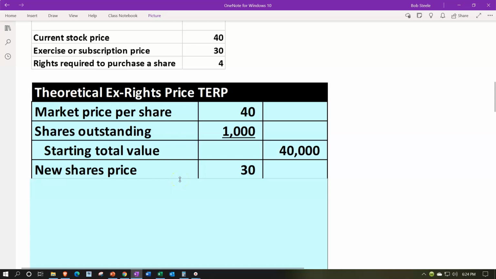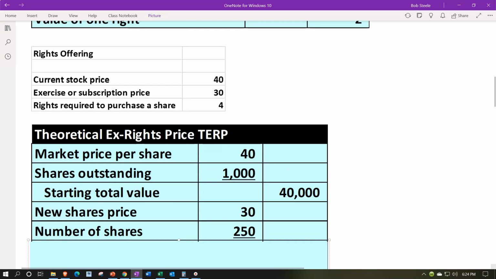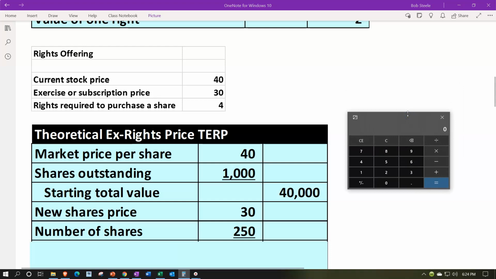So then what's going to happen? Well, we're going to issue new shares at a price of 30, and we're going to assume that we have 250 shares that are going to be issued. That would be if all the rights were exercised at the discounted price. We had 1,000 shares, and each existing shareholder got 1 right. If all of them exercise the right, we would have that 1,000 divided by 4. That would mean 250 new shares are going to be issued onto the market.